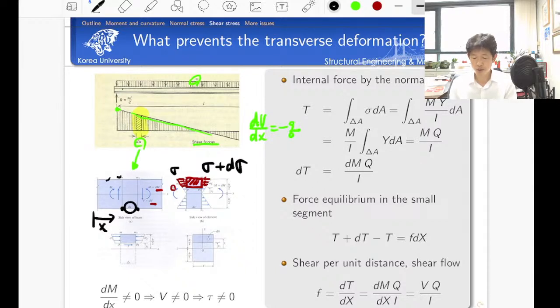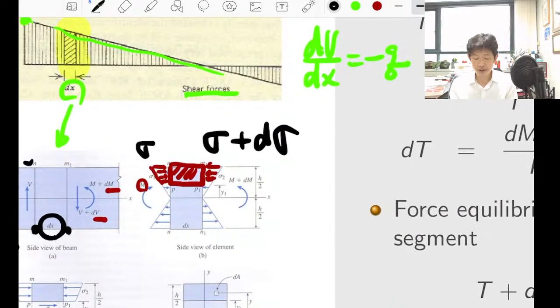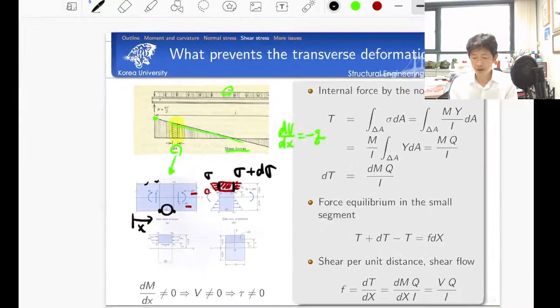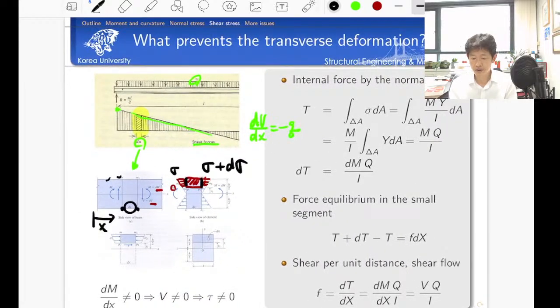Yeah. So we want to talk about this problem. So let's check. Instead of dealing with the stress field directly, because the stress changes linearly, it is better to integrate the normal stress over this cross section. So we have internal force here. So let's try to calculate the internal force. The internal force is integration of normal stress over the cross section.